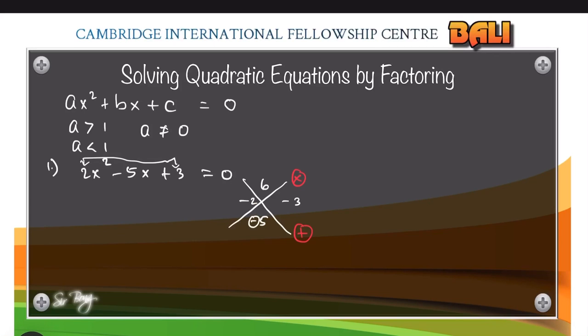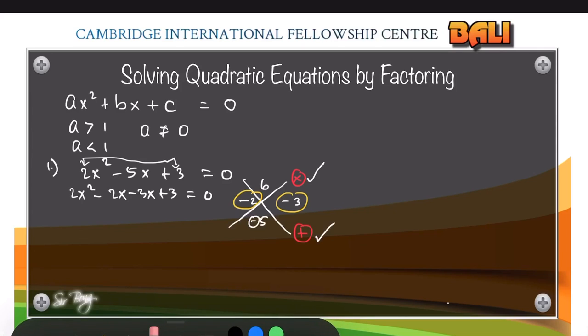To check if your factors are correct, you multiply the two factors. Negative 2 times negative 3 is positive 6. Check. Then combine. Negative 2 plus negative 3 is negative 5. Check. Then this is 2x squared, and we use these two terms now. We split the middle, that negative 5x, into negative 2x and negative 3x, plus 3 is equal to 0.